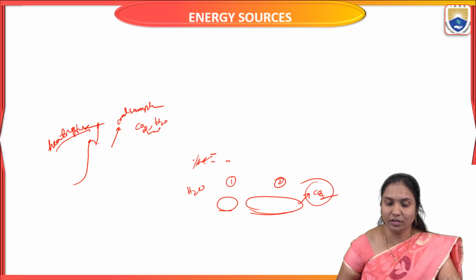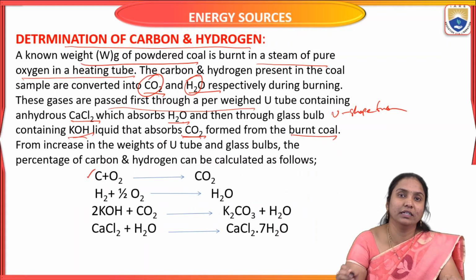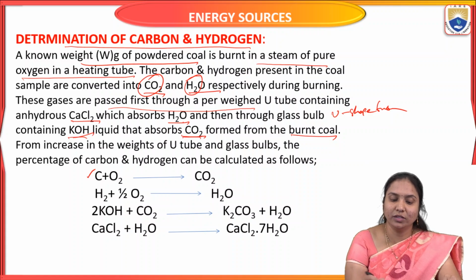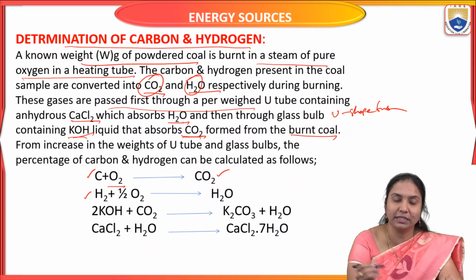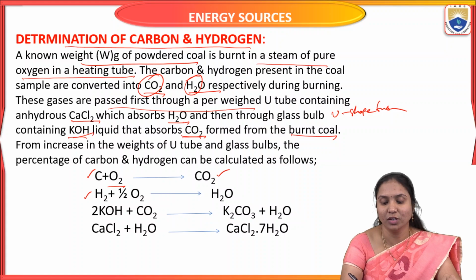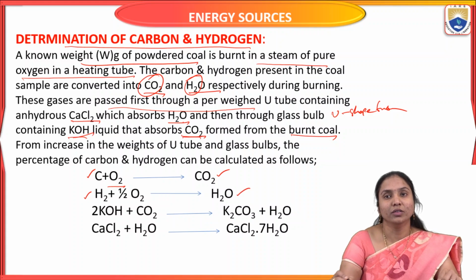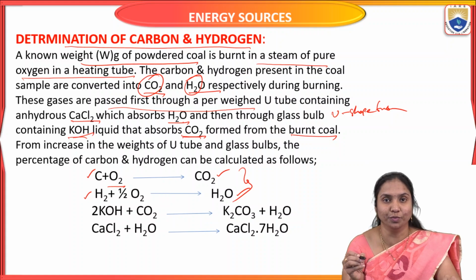So now let's discuss what reactions take place. If carbon is present in this coal sample, then during the heating process in the presence of oxygen, it produces carbon dioxide. If hydrogen is present in the coal sample, then during the burning process in the presence of oxygen, hydrogen reacts with oxygen and produces water. Then this gas is passed into these pre-weighed U-shaped tubes.